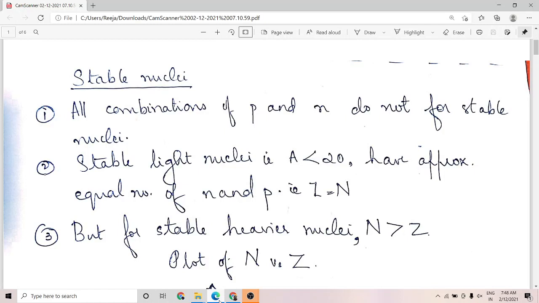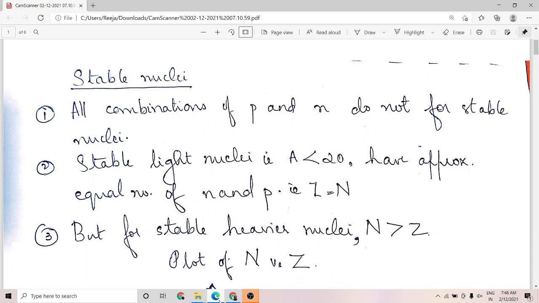Hi students, in today's session we are going to discuss the stability of a nucleus. In addition to that, we are also going to discuss the topics mass defect, binding energy and binding energy per nucleon. So let us begin with what is a stable nucleus.